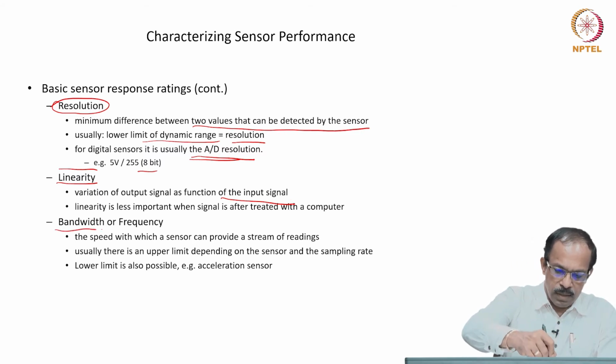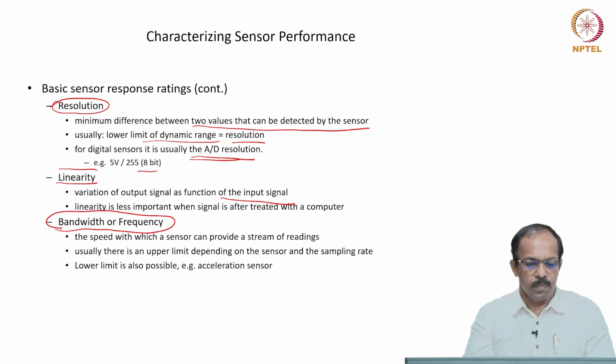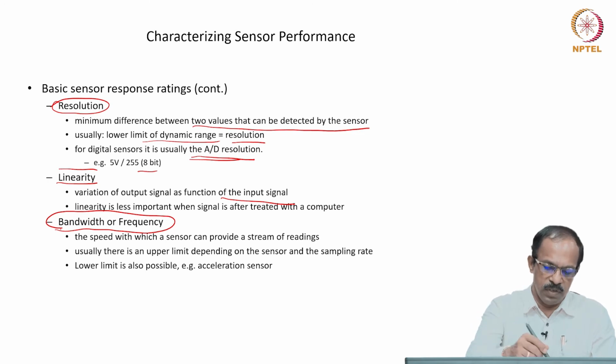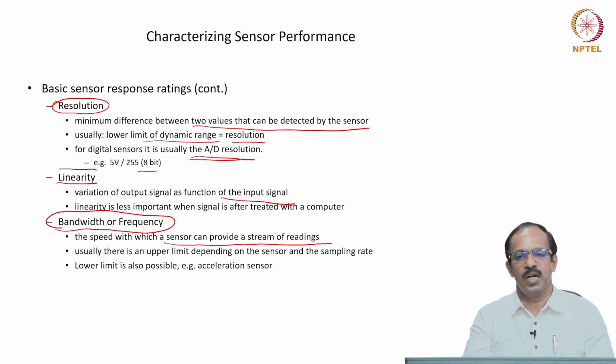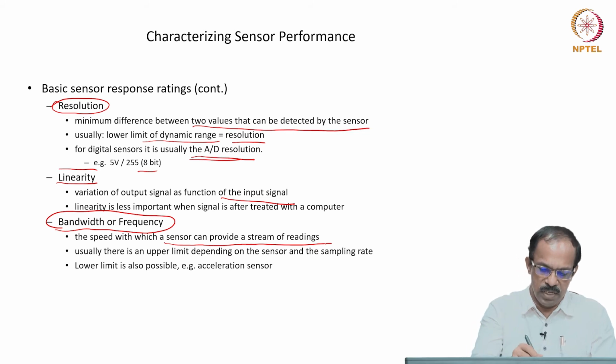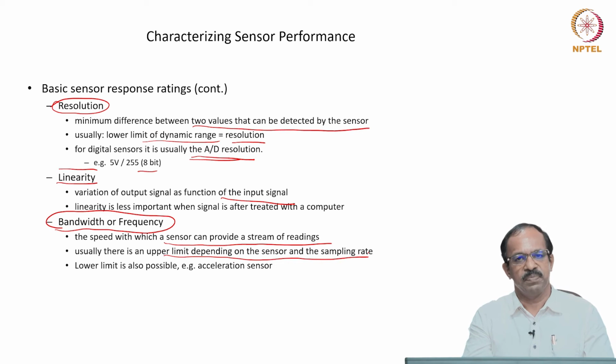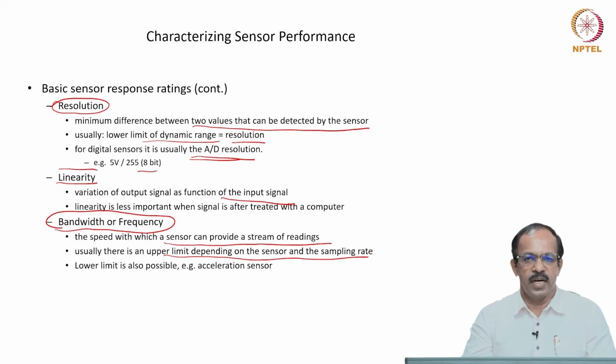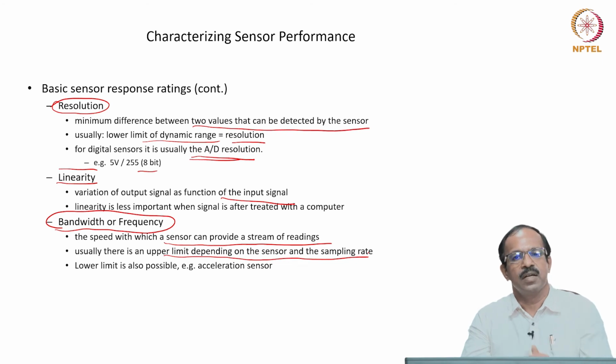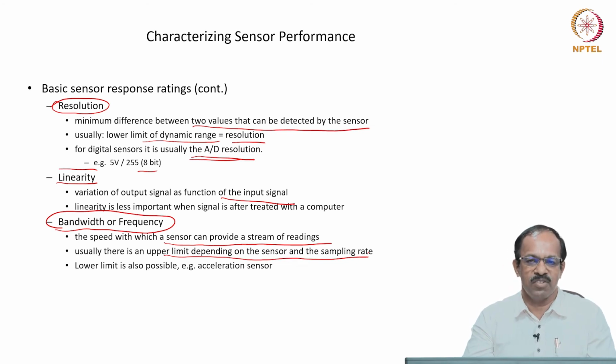One important characteristic is the bandwidth or the frequency of the sensor. This tells you at what speed you will be able to collect the information, and if that is sufficient for your application. The speed with which a sensor can provide a stream of readings is known as the bandwidth. Okay, usually there is an upper limit depending on the sensor and the sampling rate. So many times you will say it can use 100 hertz, that means you can have 100 cycles per second, we can have the data collection, or the variation can be 100 cycles per second for that particular signal, still the sensor will be able to catch the information.